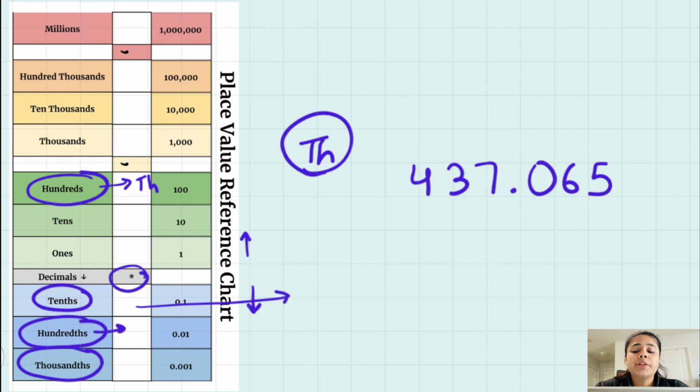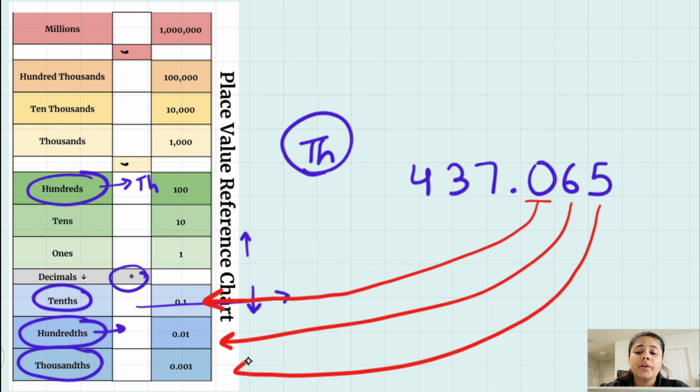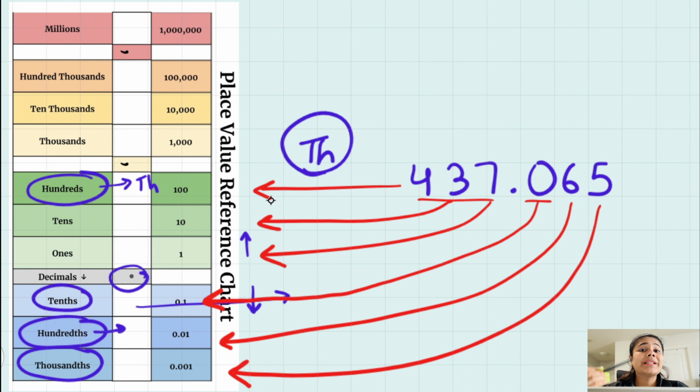Let's see this number, 437.065. What is the place value of all the digits in this number? So 0 is just after the decimal. It does not start with ones or oneths. There is nothing like ones. 0 is tenths, 6 is hundredths, and 5 is thousandths. Similarly, we already know 7 is for ones, 3 is for tens without the th, 4 is for hundreds without the th. So we use th before the s and after the word for place values after the decimal.